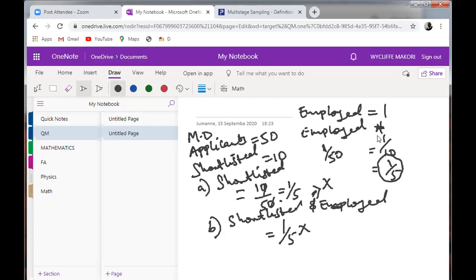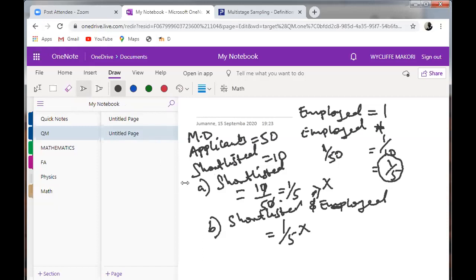There is 1/10. Remember, it is 1 who is going to be employed, out of 1/10 who are shortlisted. Or 1/50, 1 who is going to be employed over the 50 applicants. See, for one to be employed, you first ought to be shortlisted. So I believe it's still 1/10. You still maintain your point. Anybody who can feel something else?